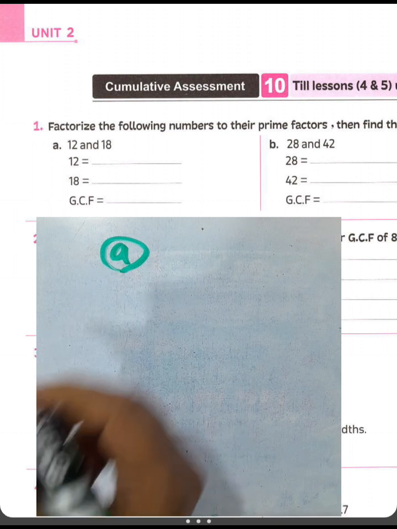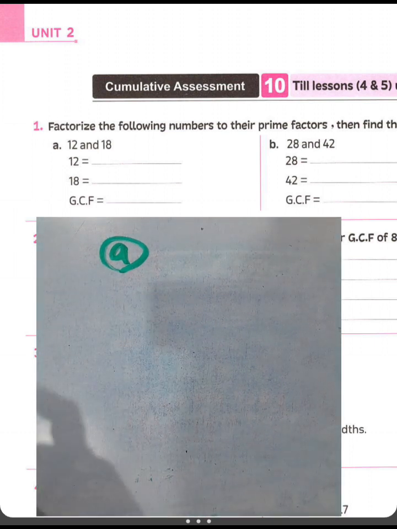Cumulative Assessment number 10 from the book, up to lessons 4 and 5, unit 2. Question number 1. Factorize the following to their prime factors and find the greatest common factor for them. Look with me at the question here, letter A.